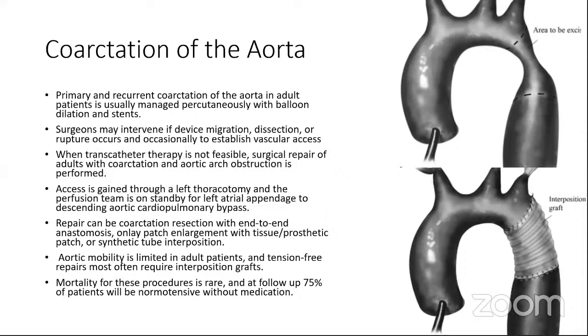Repair can be either a coarctation resection with end-to-end anastomosis, or an onlay patch enlargement with tissue or prosthetic patch, or a synthetic tube interposition. Aortic mobility is limited in adult patients, and tension-free repairs often require interposition grafts. Mortality for these procedures is rare, and at follow-up 75% of patients will be normotensive without hypertensive medication.